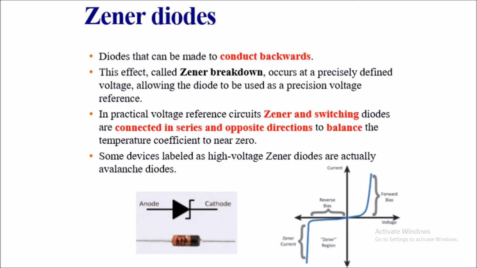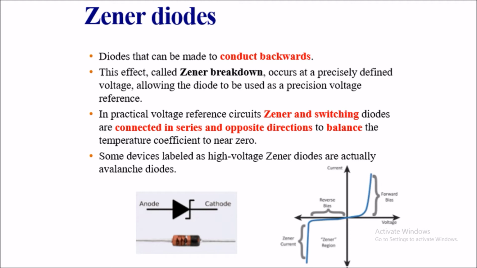Zener diodes, the fifth type, diodes that can be made to conduct backward. The Zener diode doesn't conduct in the forward direction; it is made to conduct in the backward direction, in the third quarter. As we show here in the Cartesian, the current in the vertical and the voltage in the horizontal axis, it works in the third quarter. When the reverse voltage increases to some amount of voltage, it passes all the current.